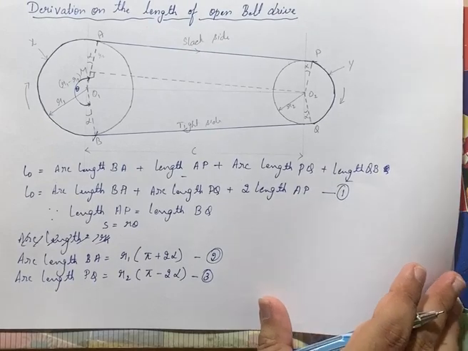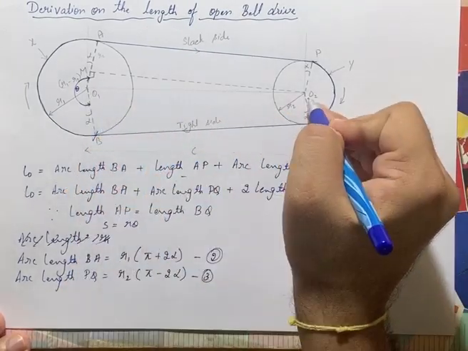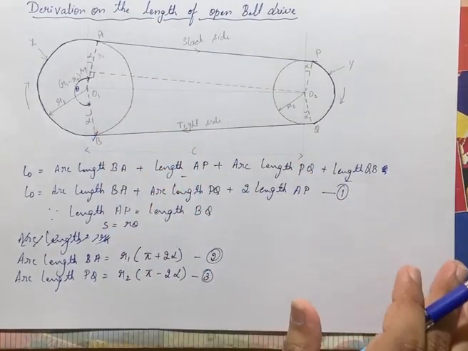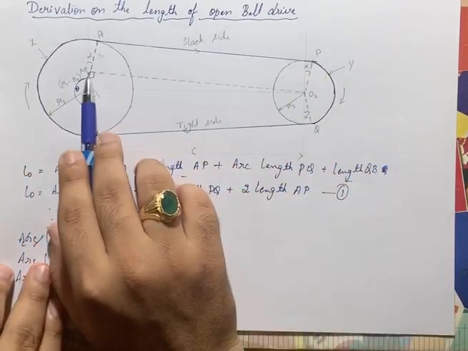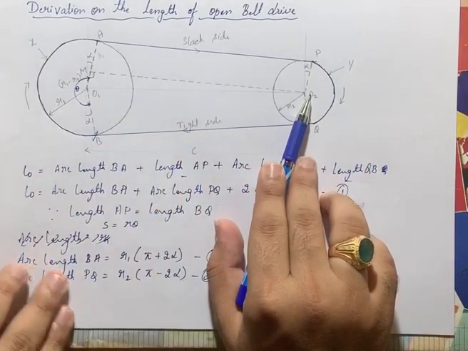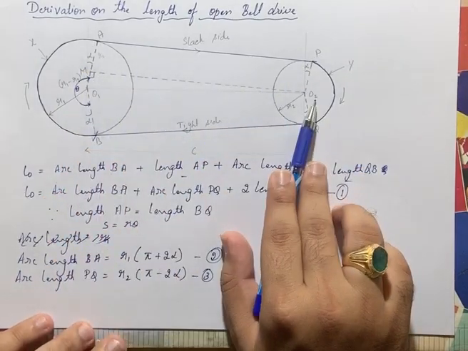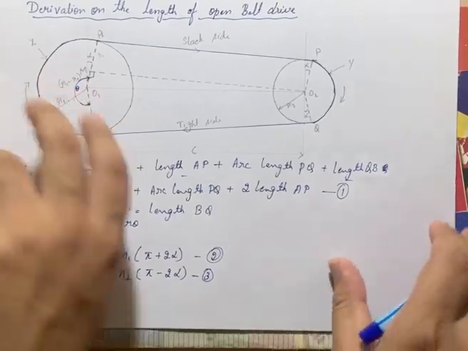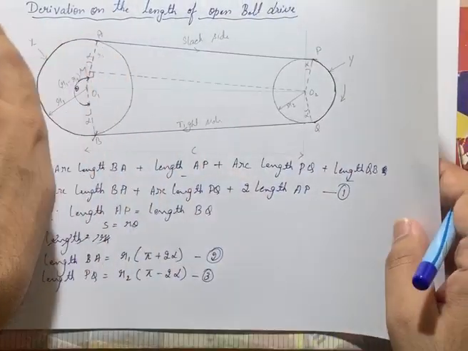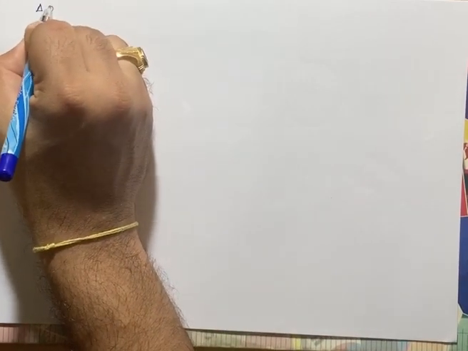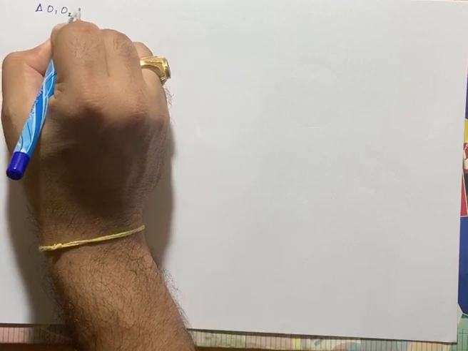Now we shall consider this triangle, that is O1, O2, M, to find out the length MO2, or length AP, because length AP is equal to MO2 here. Now I will consider this triangle, that is O1, O2, M. Now considering triangle O1, O2, M.